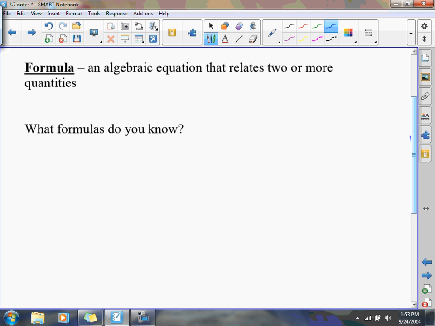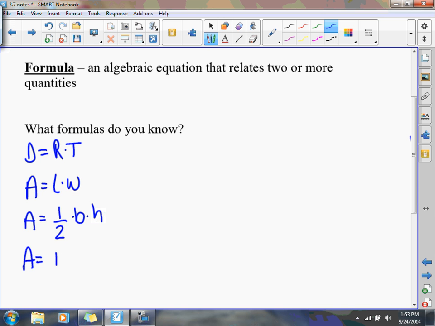A formula is an algebraic equation that relates two or more quantities. And you actually know a lot of formulas already. We've worked with distance equals rate times time. You know area. Area of a rectangle or a square is length times width. Area of a triangle is 1/2 times the base times the height. You might know the area of a circle, pi r squared. You might even know circumference of a circle, 2 pi r.